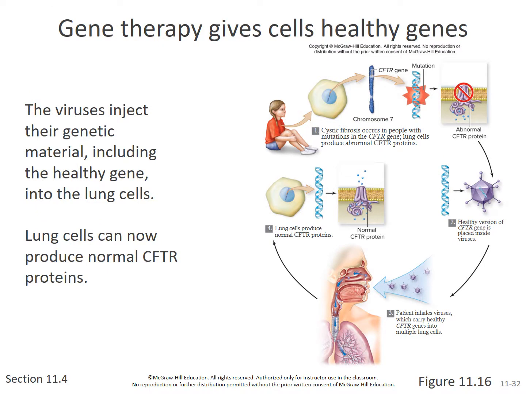Gene therapy gives cells the healthy genes. So these viruses inject the genetic material, and that genetic material includes the new healthy gene that replaces the old mutated gene. And then the proteins that gene is supposed to make is made. Cystic fibrosis in those cells is not taking place. And so this is one way that gene therapy can work.